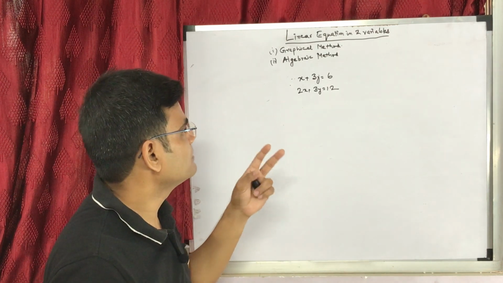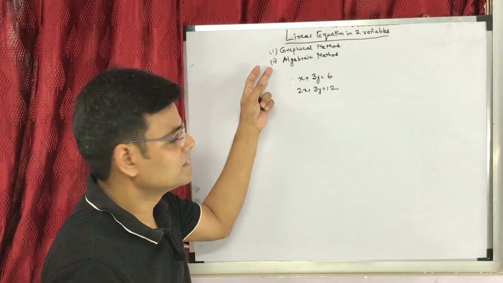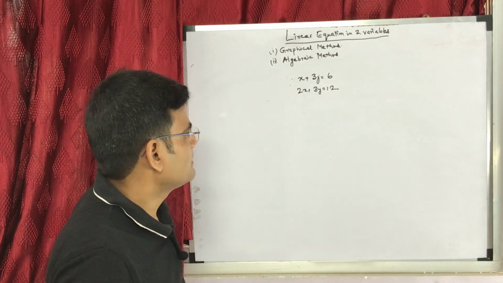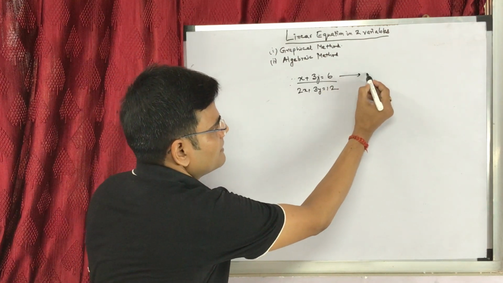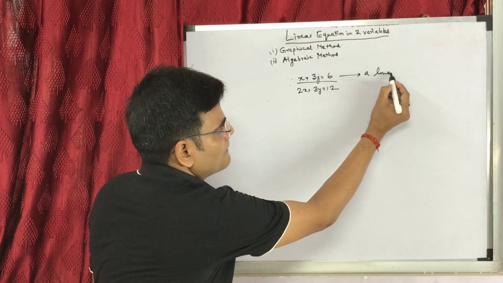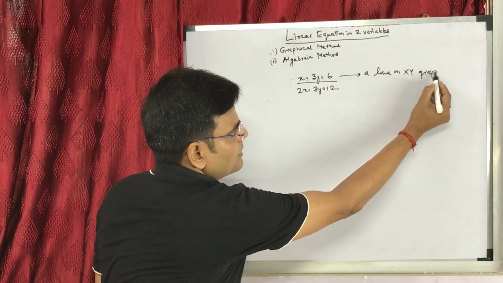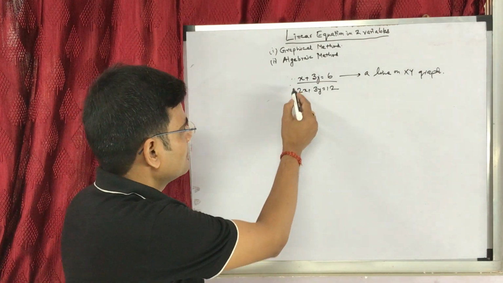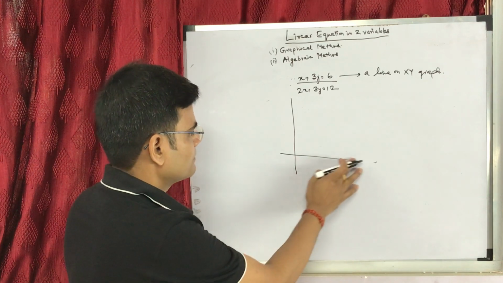So how do we resolve? First is the graphical method, second is the algebraic method. Now, for the graphical method, first of all you have to understand that any equation represents a line on the xy graph in two dimensions. So how do I draw a line of x plus 3y equals 6?